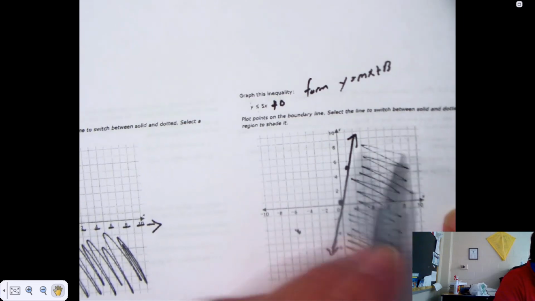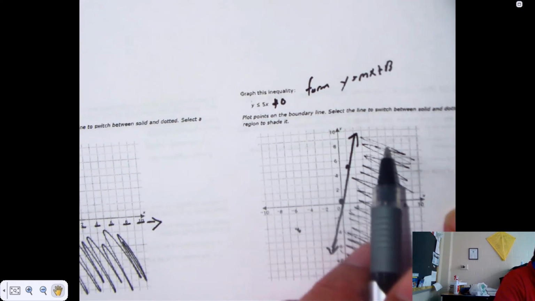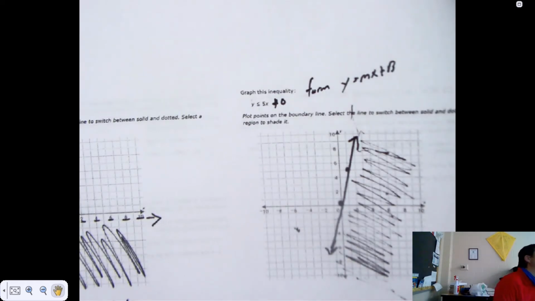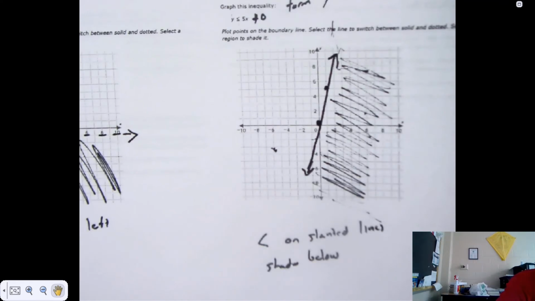because this covers territory that is under the graph. See the shaded region? Does it ever get above the line? No. Think about that, less than below. And less than left usually works too if it's vertical, but it doesn't work in this situation. This is a slanted line. So let's write that down. Less than on slanted lines, shade below. Greater than on slanted lines would be above.